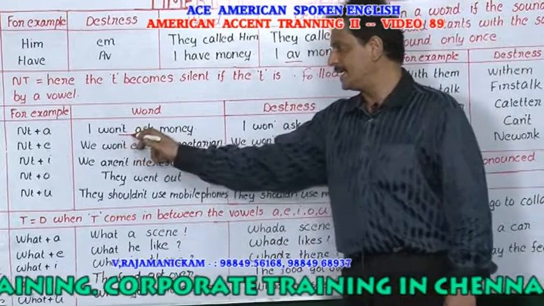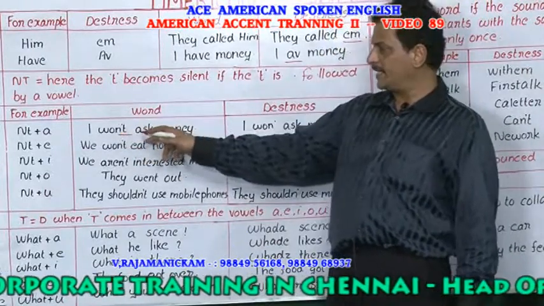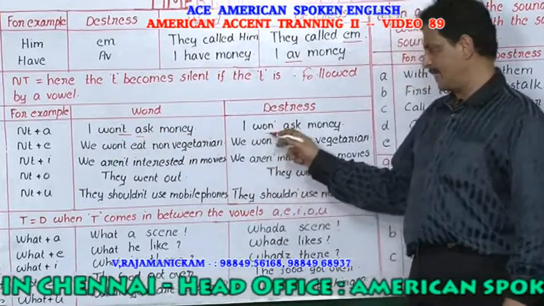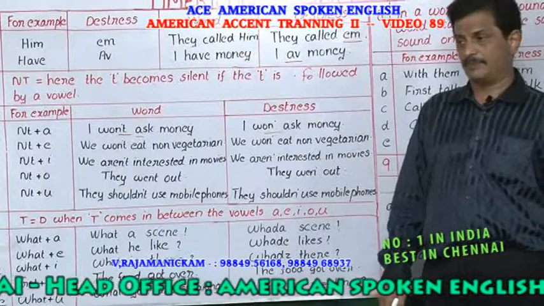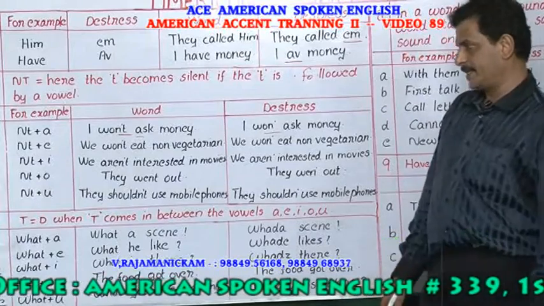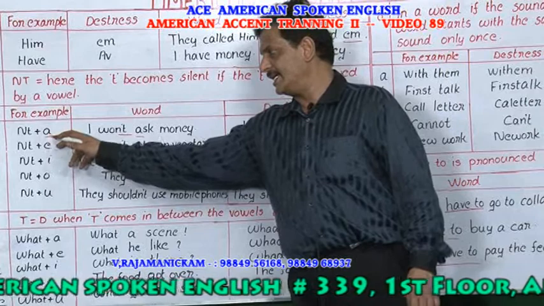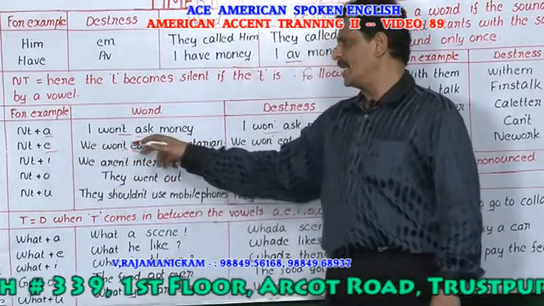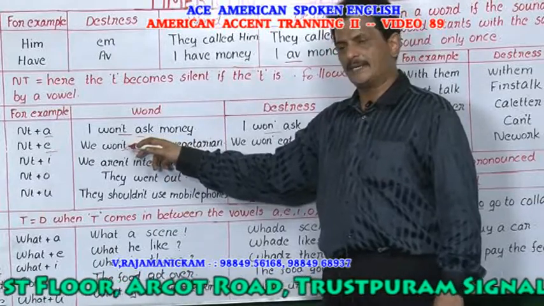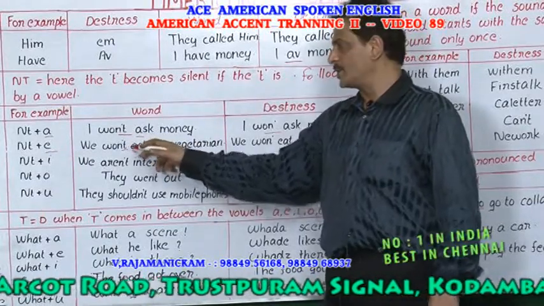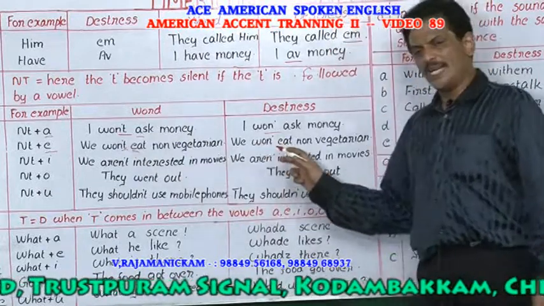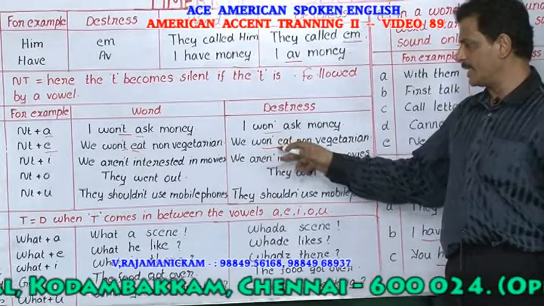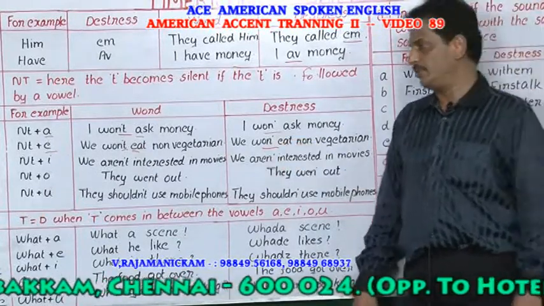Here, after NT a vowel A comes, then T is not pronounced. See, I won't ask money. You don't say I won't ask money with a T. NT plus E. So NT plus A, NT plus E. We won't eat non-vegetarian. After T a vowel E comes, so T is not pronounced. We won't eat non-vegetarian. You pronounce it as we won't eat non-vegetarian.